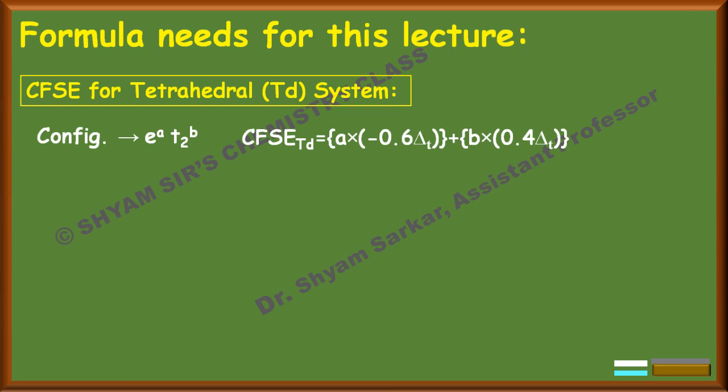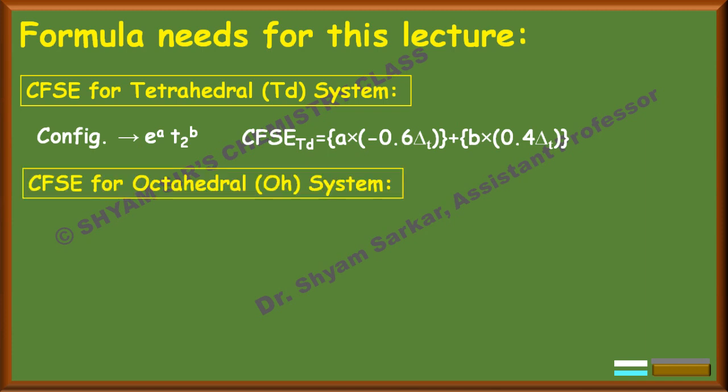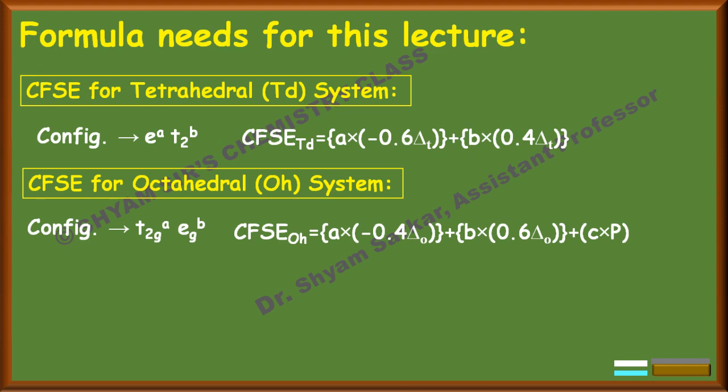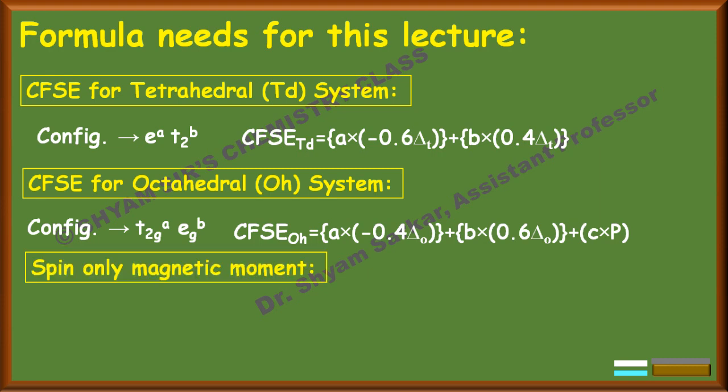Similarly, for an octahedral system having configuration T2g^A and eg^B, here also A and B are the number of electrons in the t2g orbital and eg orbital. Therefore, CFSE octahedral will be equal to A into minus 0.4 delta O plus B into 0.6 delta O plus C into P. Wherever necessary, we have to consider pairing energy, and C is the number of paired electrons with respect to spherical.